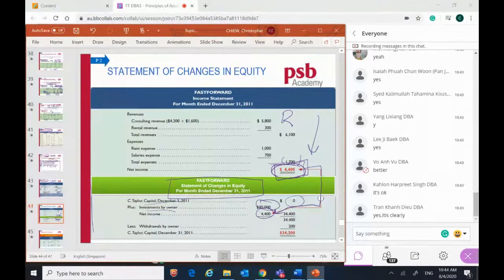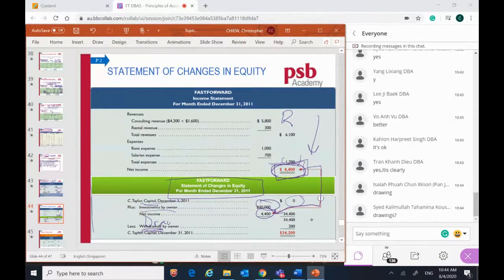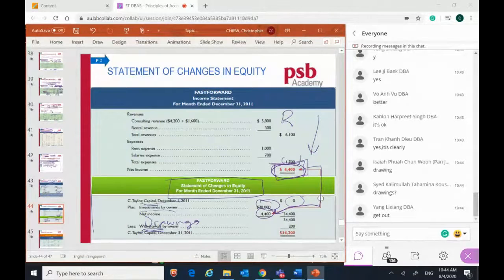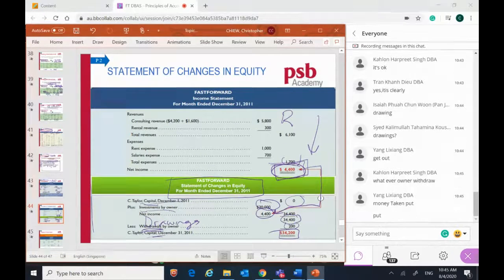But in our example here, there's a withdrawal. Now, what is another name for withdrawal? Anybody knows? Capital is what the owner put in. Withdrawal, very good. Another word is called drawings. Drawing is what the owner took out. So total now you got 34,400, but the owner took away $200. So now the equity is 34,200. Yeah, whatever the owner withdraw. Okay, drawings.